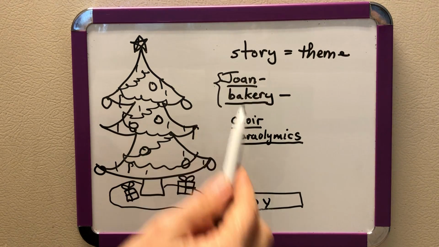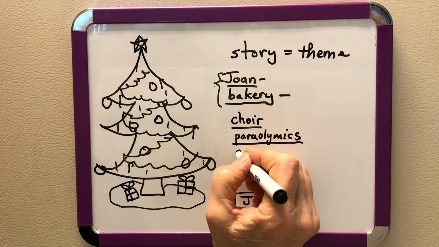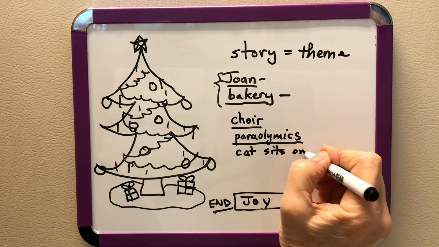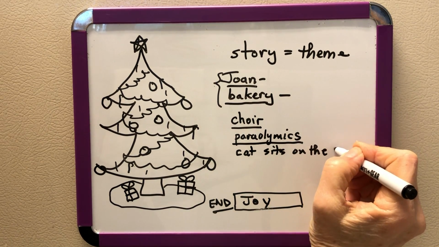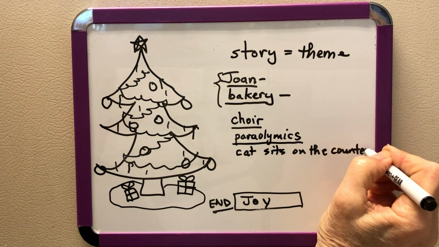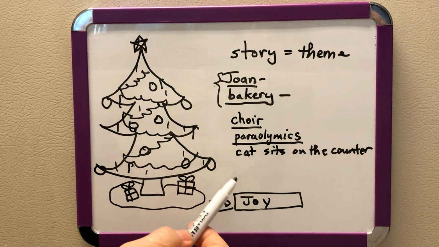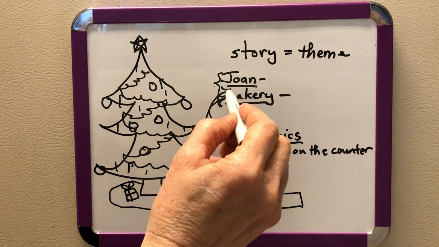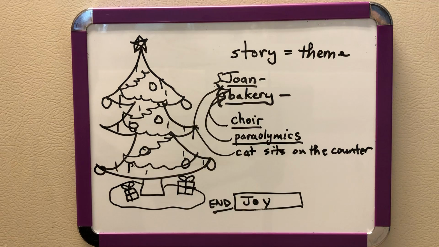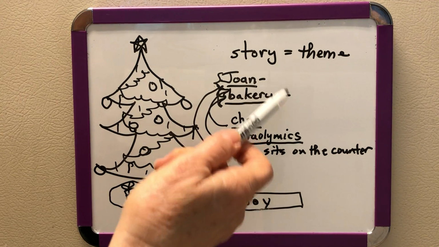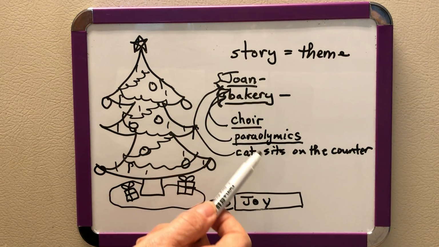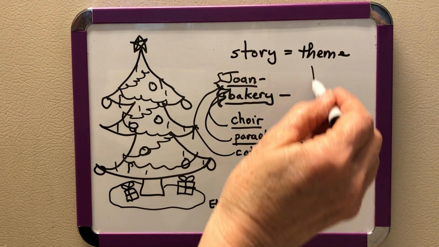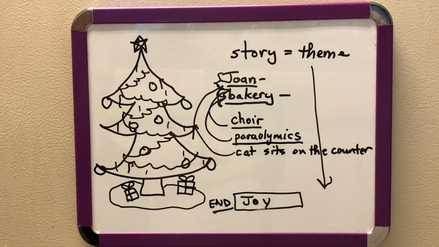Maybe her cat comes and sits on the counter of the bakery, and the cat's name is Cupcake. So these things work, because they're tied to your Christmas tree. But any of the things that would be car keys in Joan's life, or burnt toast in Joan's life, are things that don't go on that theme. It's got to stick to the theme. We can't put it in there.